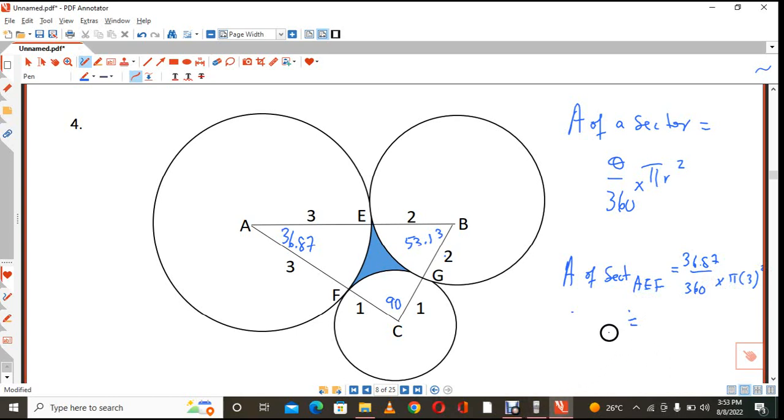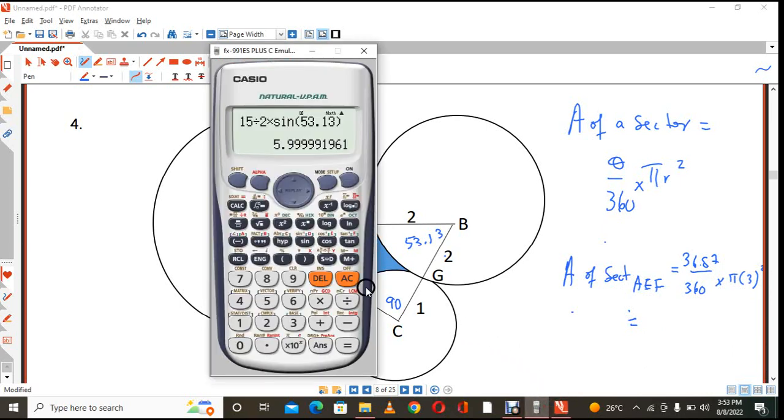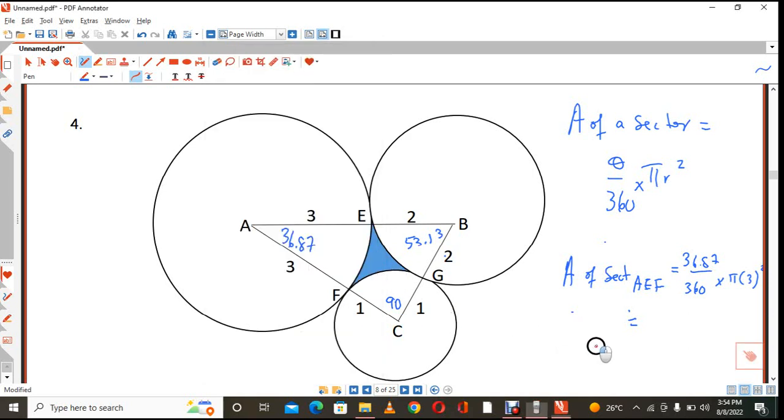Okay, grab the calculator in advance. Where are we at? So you say 36.87 over 360 times pi times 3 squared. 2.896. So that is the area of that sector.